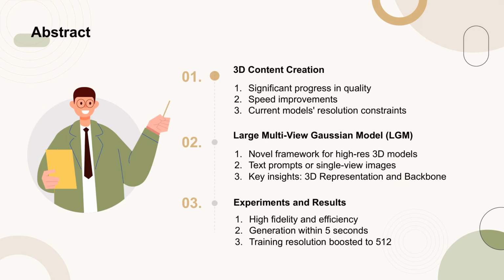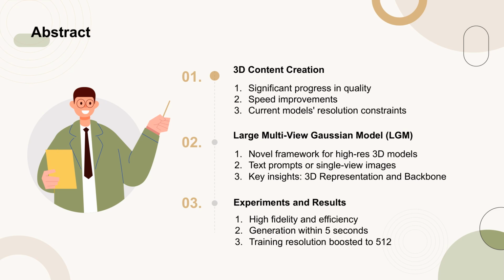The abstract highlights the advancements in 3D content creation, noting improvements in both quality and speed. However, it points out that current feed-forward models, while fast, are limited in resolution due to intensive computation during training. To address this, the authors introduced the Large Multi-View Gaussian Model, LGM, a novel framework designed to generate high-resolution 3D models from text prompts or single-view images.